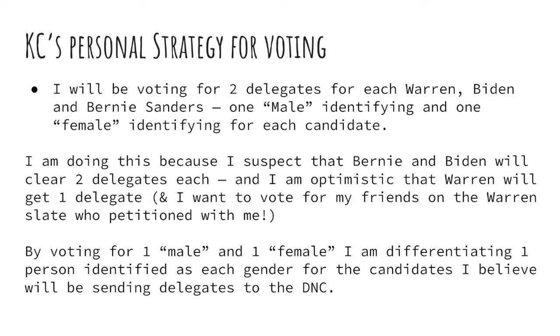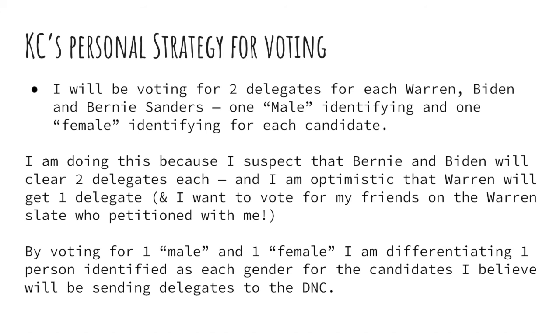So my personal strategy for voting: I will be voting for 2 delegates for each of Warren, Biden, and Bernie Sanders, 1 male identifying and 1 female identifying for each candidate. I'm doing this because I suspect that Bernie and Biden will clear 2 delegates each, and I'm optimistic that Warren will get 1 delegate. And I want to vote for my friends on the Warren slate who petitioned with me.